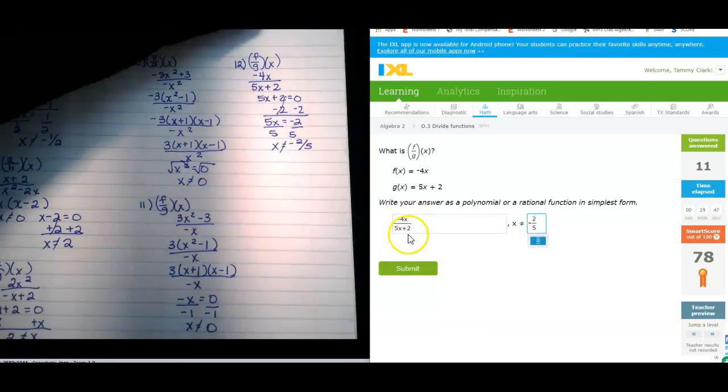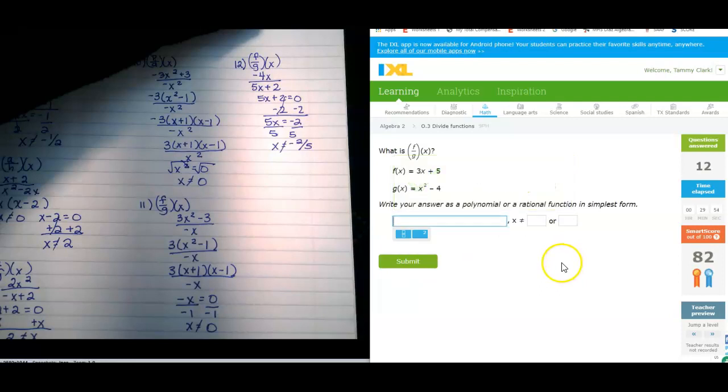Alright, so we've got negative 4x over 5x plus 2. Our excluded value is negative 2/5. Alright, so we've made it to our 80. You go ahead and see if you can make it 100.